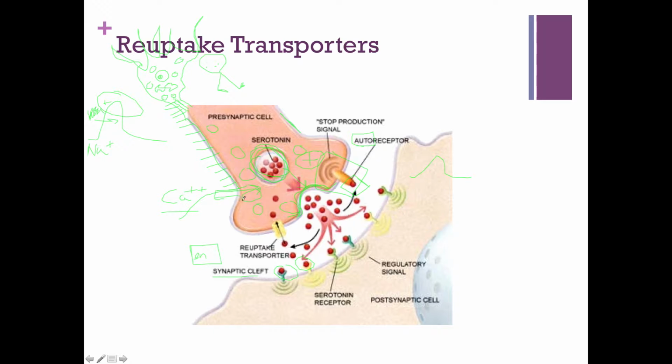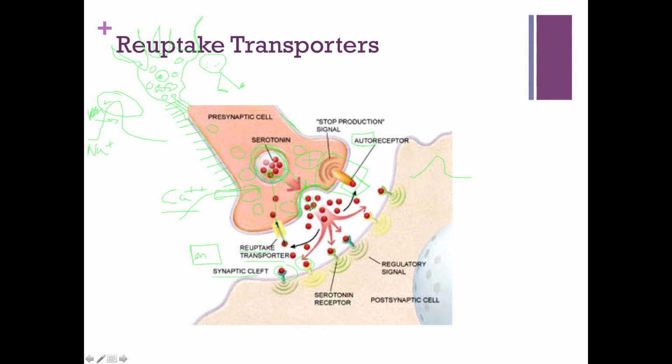The other thing that can happen to the serotonin or any neurotransmitter is that it can be sucked back up into the presynaptic cell through a transporter. And that is called a reuptake transporter. So rather than the body manufacturing more serotonin out of the tryptophan pathway, it can just take readily made serotonin in the cleft that's not bound to anything, suck it back up, repackage it, and then re-release it again.